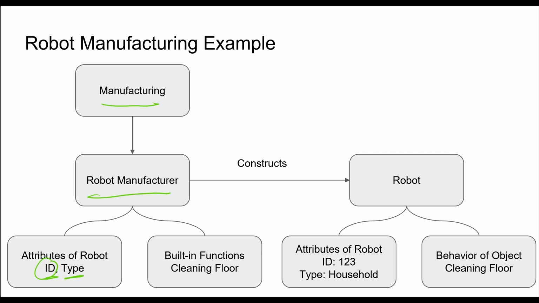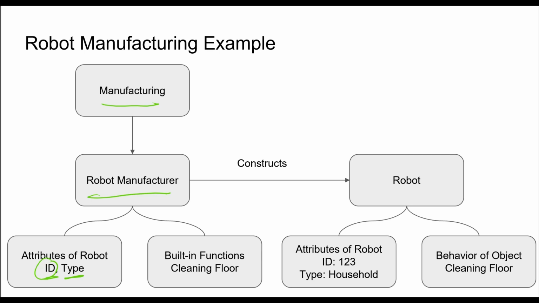And type can be the purpose. There can be robots for household use, robots for gardening, robots for cleaning dishes, robots for taking care of pets, and robots for just monitoring the entrance of the home and all other things. So that can be the type of the robot, also as an attribute.